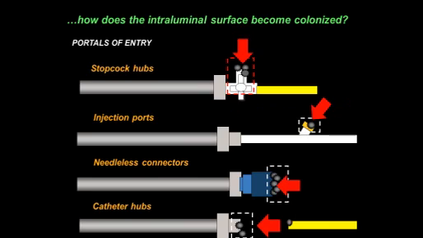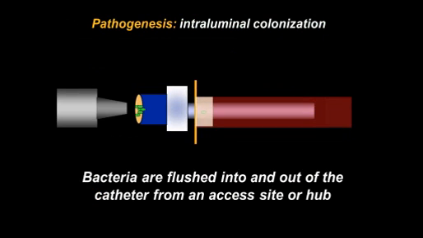We tend to focus on the needleless connectors, and indeed we should, but we tend to forget the other ones, and they are just as high a risk as the connectors themselves. So how does this happen?